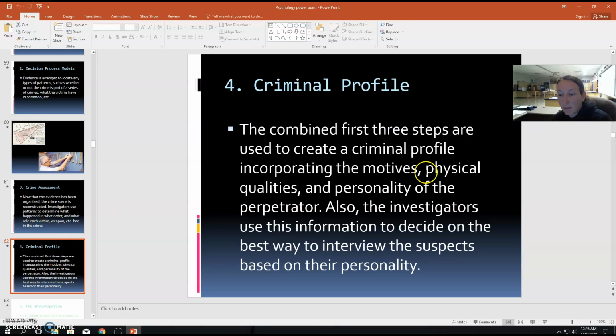Now you look at this. This is important because it helps incorporate the motives. Why are they doing what they're doing? Is it robbery? Is it sexual? Why are they doing what they're doing?